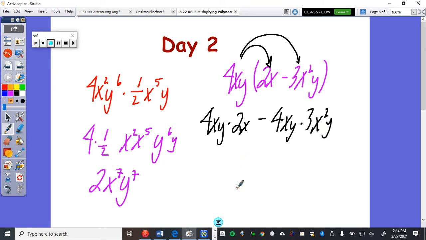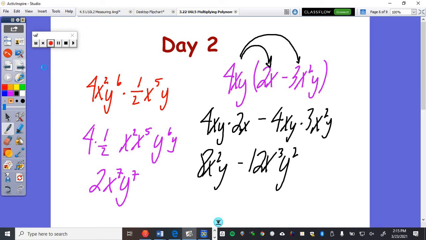Okay, so then 4 times 2 is 8. x times x is x squared y, minus 4 times 3 is 12. x times x to the 2nd is x to the 3rd. y times y is y squared. Okay? So this is what we did yesterday. A monomial times a monomial times a binomial.